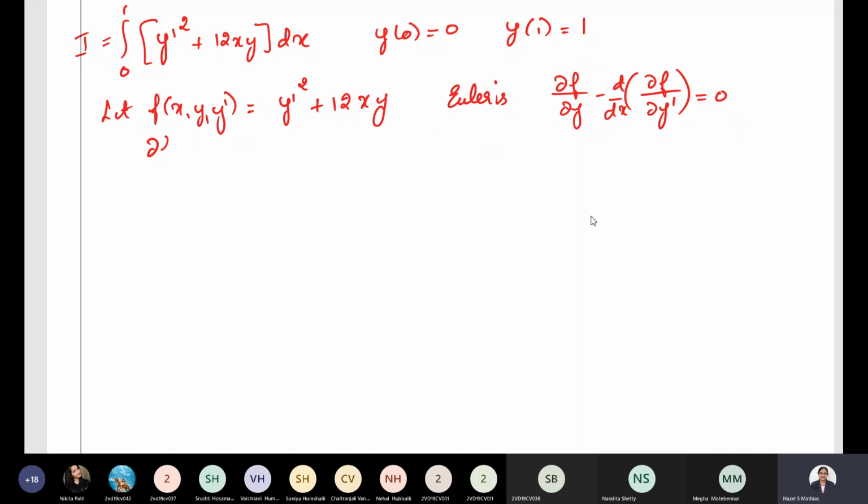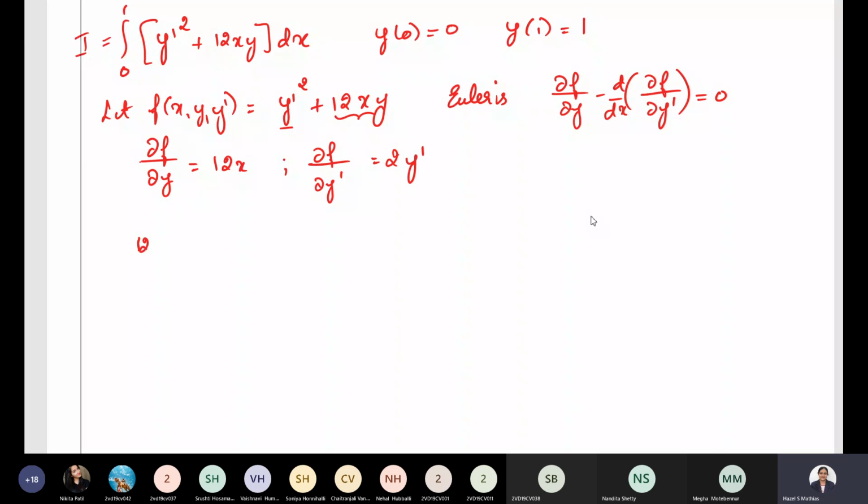Let's substitute in this. So what is dou f by dou y? The y dash square term gives 0 and this will be 12x. What will be dou f by dou y dash? The 12xy term will be 0 as it does not contain y dash, so it will be 2y dash. Correct?